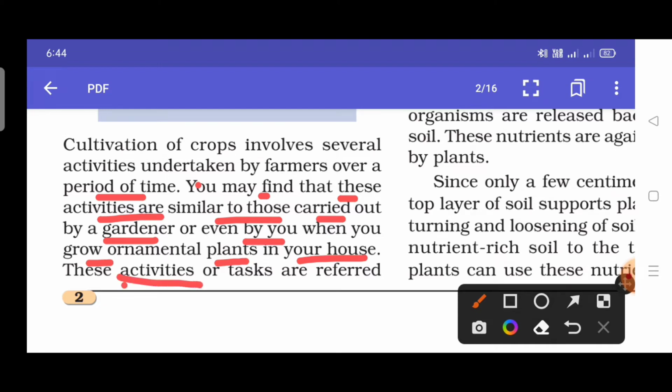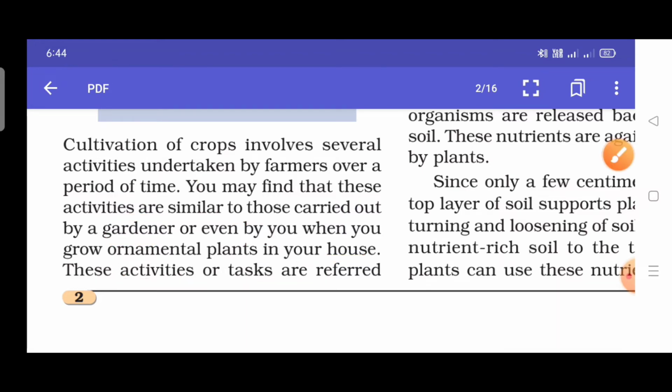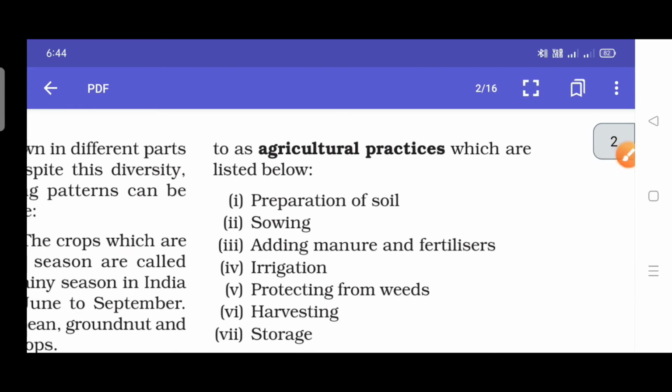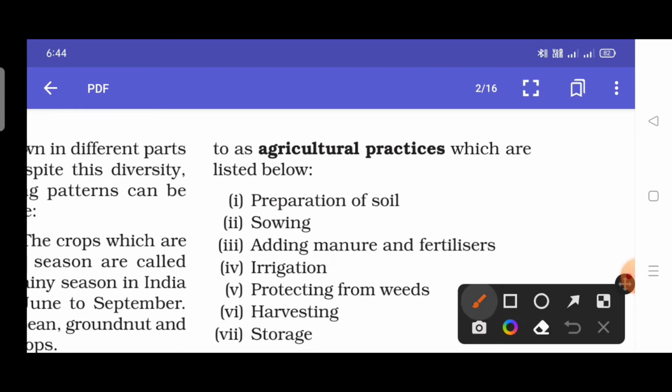These activities or tasks are referred to as agricultural practices. So the activity which is performed to grow the crop or the plant is known as agricultural activities or agricultural practices, which are listed below. And here are the practices.